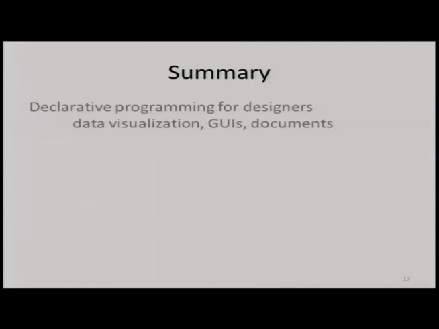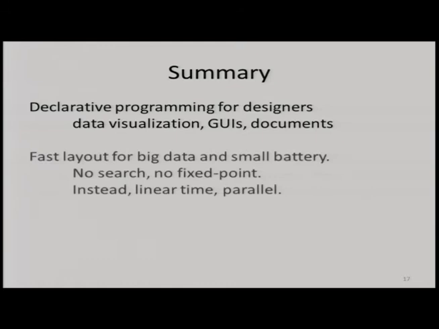So with that, what do we do? On the parallel substrate of the browser, we can now support declarative programming for things that you want to run fast on a lot of data with high animation frame rate, and do it for data visualization GUIs and perhaps documents too. This is essentially fast layout for big data and small battery, where we want to run fast because that is energy efficient. And we do it by not searching and calling a constraint solver, but instead through efficient tree traversals in parallel.